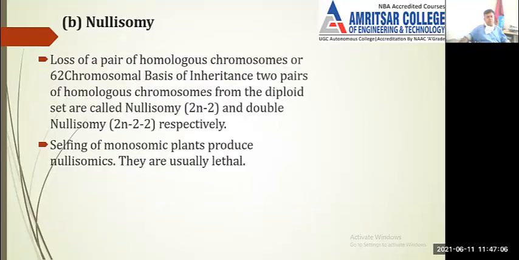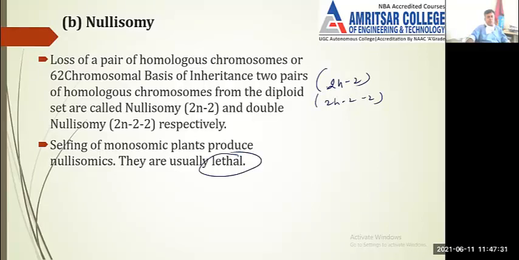Nullisomy? 2n minus 2. Double nullisomy? 2n minus 2 minus 2. Selfing of a monosomic plant produces nullisomics.